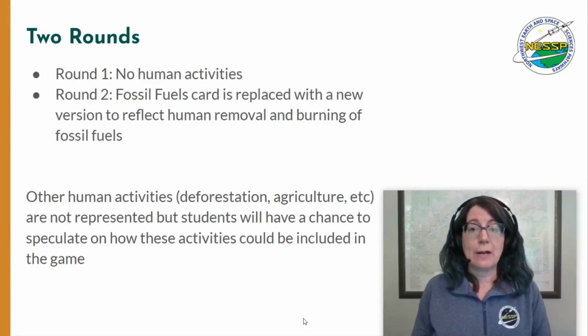There are also two rounds of this game. In round one, human activities aren't really reflected in the model, but in round two, we alter the fossil fuel card so that it reflects humans removing fossil fuels from the ground and burning them. Other human activities also affect the carbon cycle, and we have not included these in the game, but students will have an opportunity to discuss how they think the game could change to reflect additional human activities.